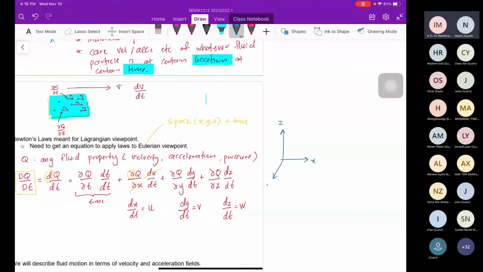Z, this is X, this is Y. The particle moves here, at time 1 and time 2. So you can see X, for example, as X1 and X2. The change in X, dx over dt, is equal to X2 minus X1 over T2 minus T1. This is actually represented as U.